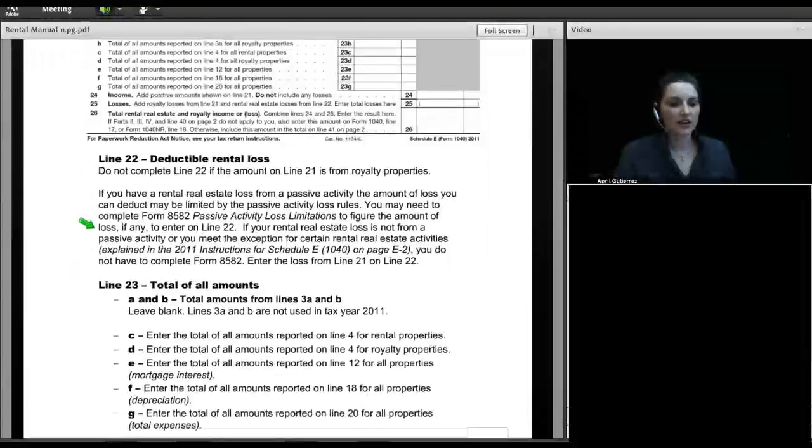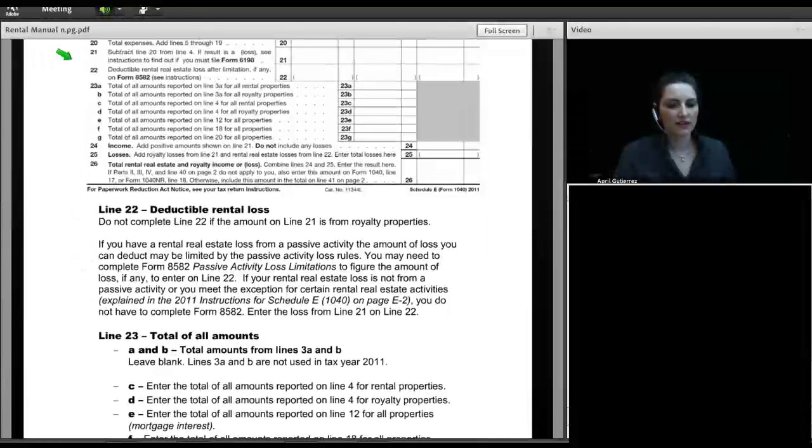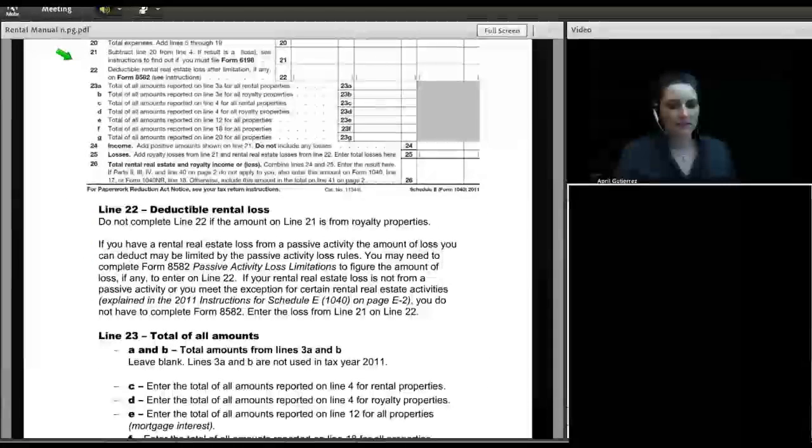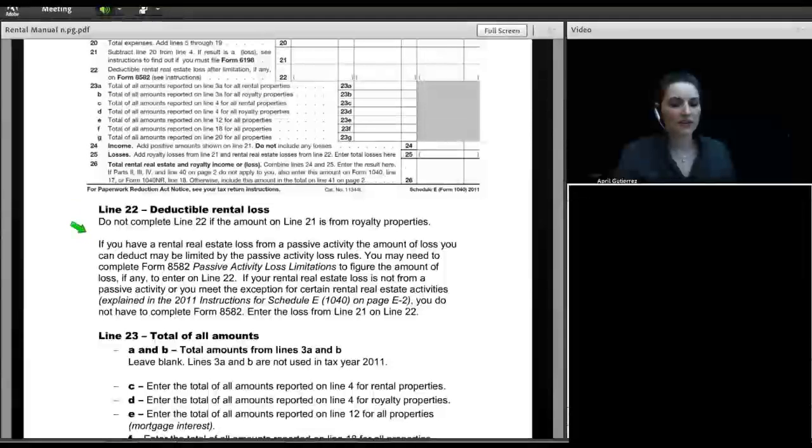Deductible rental loss: do not complete line 22, this line right here, if the passive activity loss is limiting you. So do not complete line 22 if the amount on line 21 is from royalty properties, and if you have a rental loss from a passive activity, the amount of loss you can deduct may be limited by the passive activity loss rules. You may need to complete Form 8582, Passive Activity Loss Limitations, to figure the amount of loss, if any, that you can actually enter on line 22.